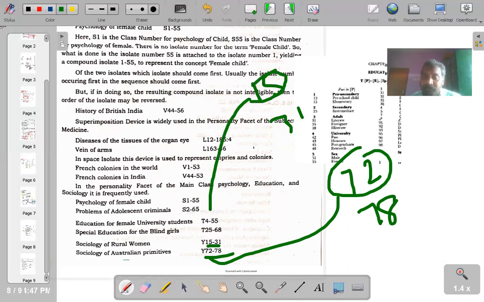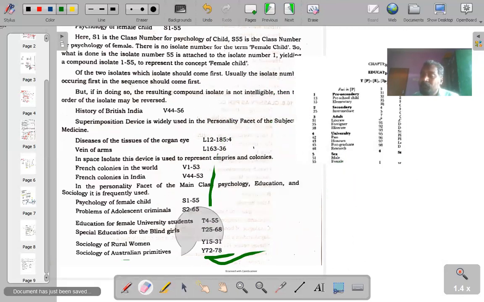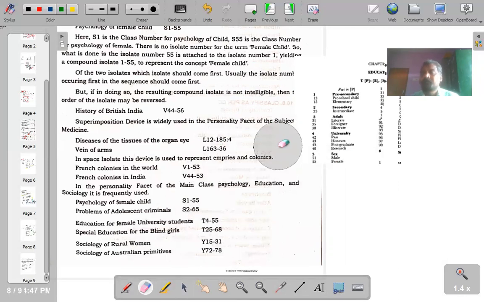15 should be written first. It is written first, no problem. So when both the numbers are 2-digit numbers, absolutely no problem. In the same way, if both are single digit, no problem. But when one number is a single digit number and another number is a double digit number, then you have to decide which one should be written first.